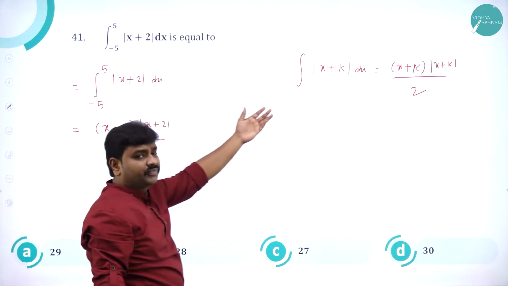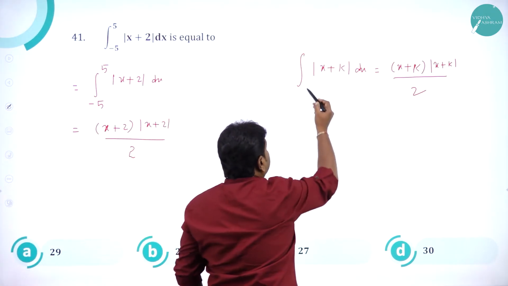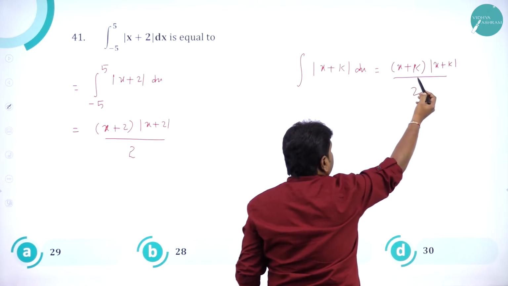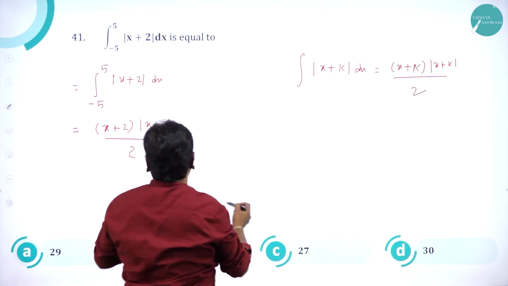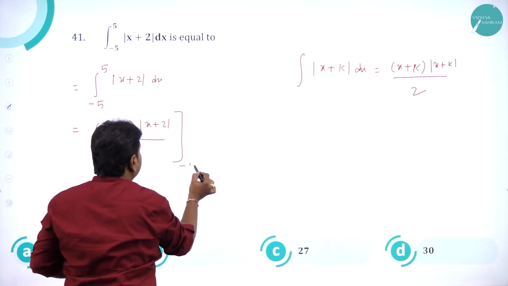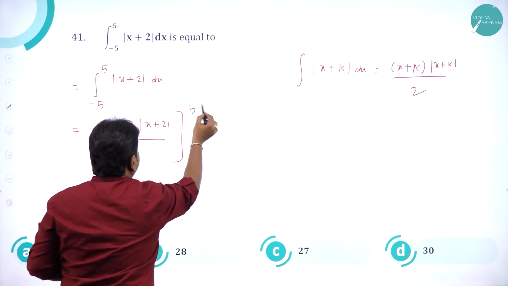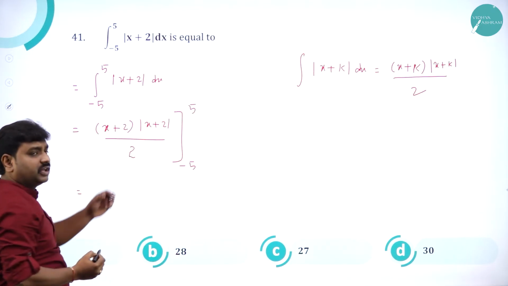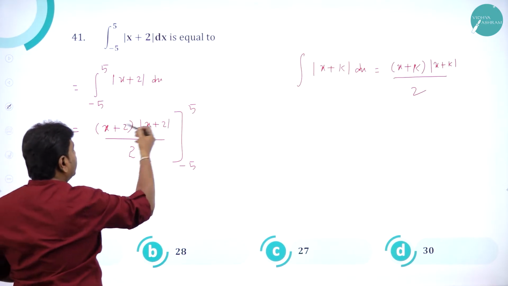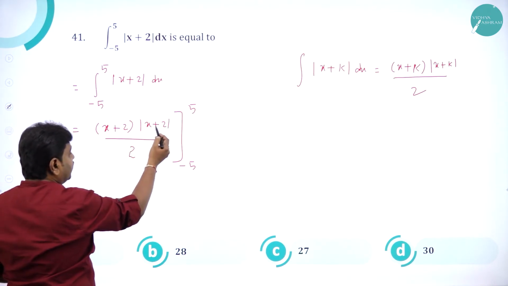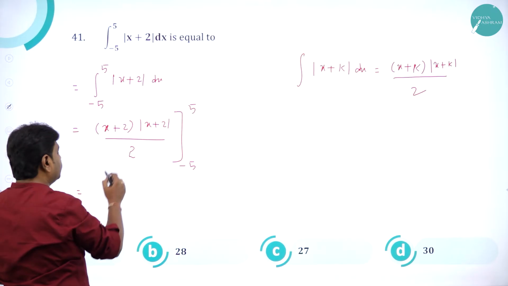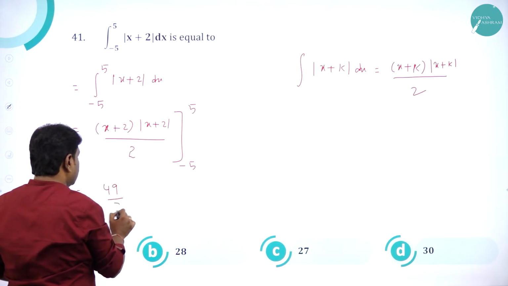I'm using the formula. So integration of mod of x plus k, x plus k into mod x plus k by 2, I have integrated. Now I'll apply limits from where to where? Minus 5 to 5. This makes your process faster. Upper limit minus lower limit. In the place of x put 5. So 5 plus 2 is 7. Again 5 plus 2 is 7. Mod 7 is 7. 7 7s are 49 by 2 minus lower limit.